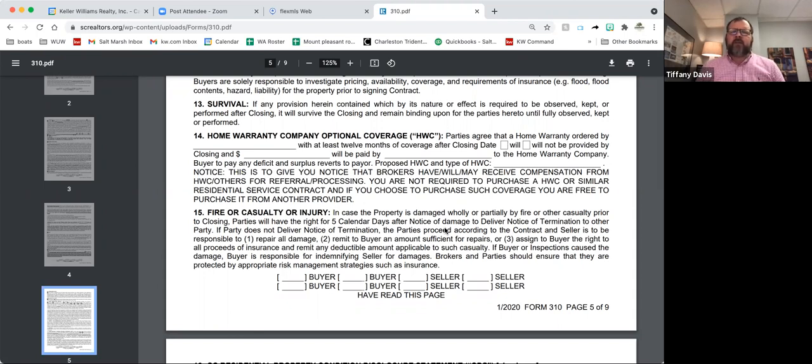Section 15 says if anything happens, fire, casualty, or injury of the property prior to closing, parties have the right for 5 calendar days after notice of damage. Well, they have to put on notice, and then the seller has the opportunity to repair all the damage. They can remit the buyer any amount sufficient for the repairs, assigning the buyer the right to all proceeds of insurance. And the buyer then would take care of it, or the contract would be terminated.